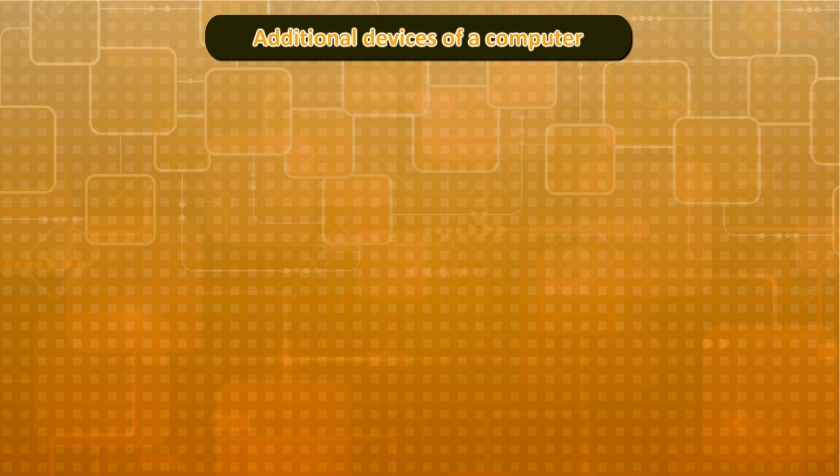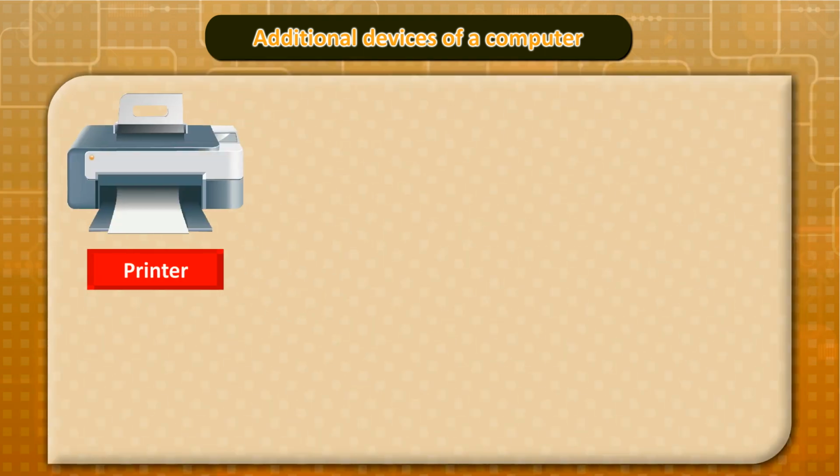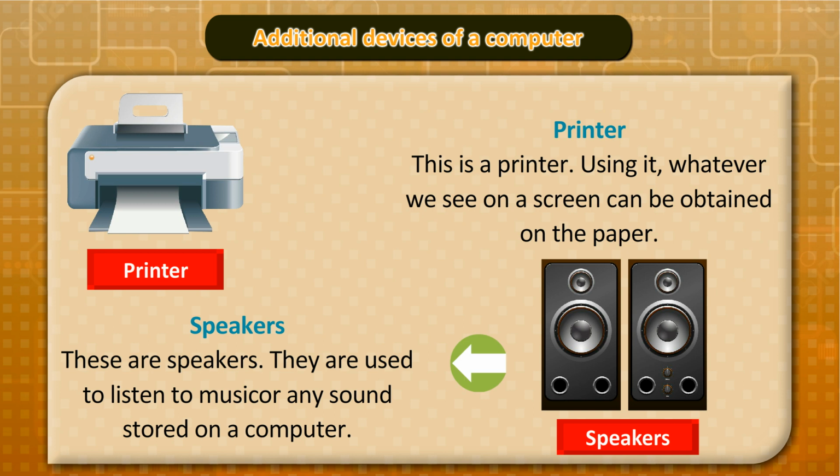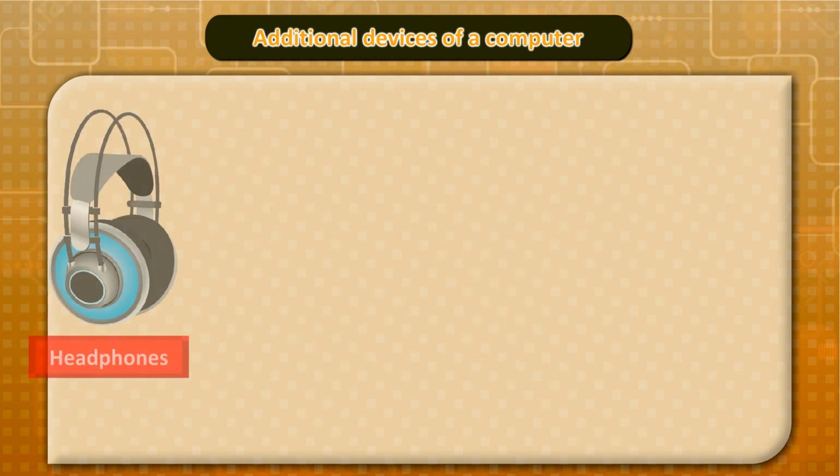Additional devices of a computer. Printer. This is a printer. Using it, whatever we see on a screen can be obtained on the paper. Speakers. These are speakers. They are used to listen to music or any sound stored on a computer.